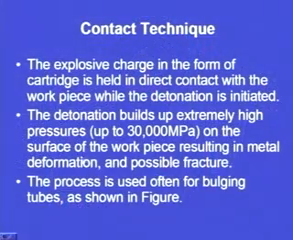If the shape is not obtained and the sheet fractures, then there is no point in carrying out explosive forming. The detonation builds up extremely high pressures on the surface of the workpiece, resulting in metal deformation and possible fracture. So, there are chances of a possible fracture in case of direct contact of the explosive with the sheet metal. The process is often used for bulging tubes. We will see with the help of a diagram how we can bulge tubes using this contact technique.